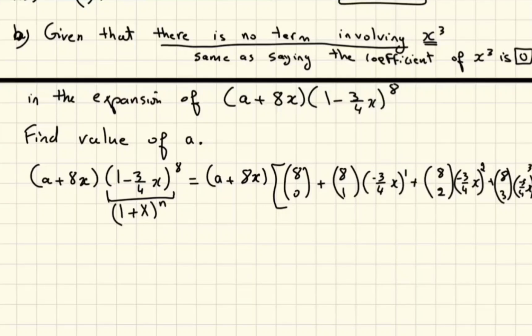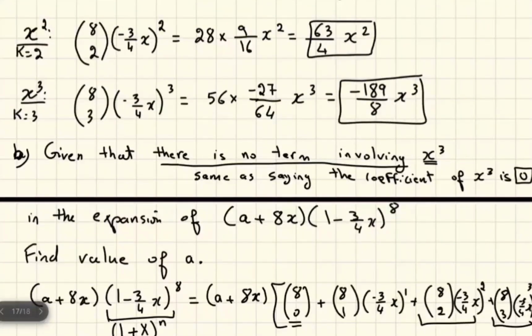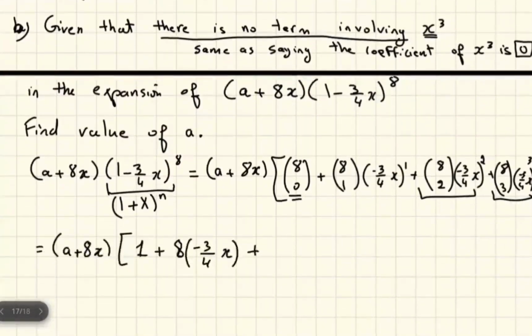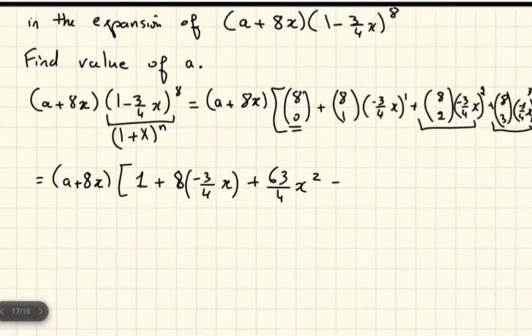Now, this equals (a plus 8x) times. The first one we know directly it's 1. The second is 8C1, which is 8, multiplied by negative 3 over 4 x. Now, these two terms, they asked you to do them in part A, so we can use them directly: plus 63 over 4 x squared, and the other one was minus 189 over 8 x cubed.